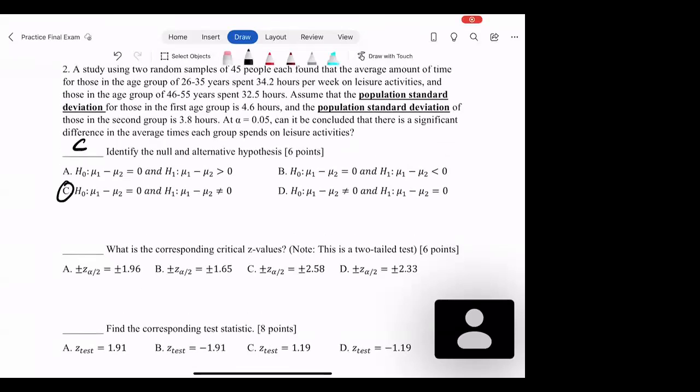And why is it not equals 0? Yeah, just significant difference. What is the corresponding critical Z value? Yeah, now it's A.